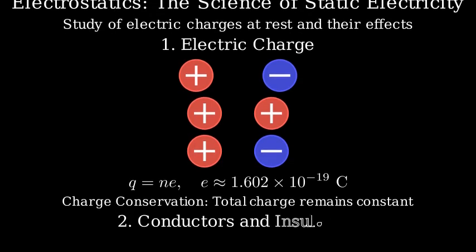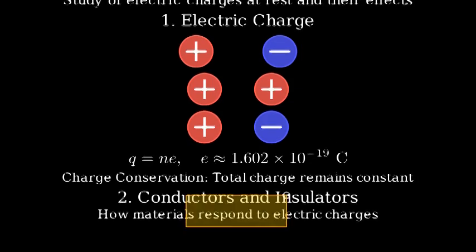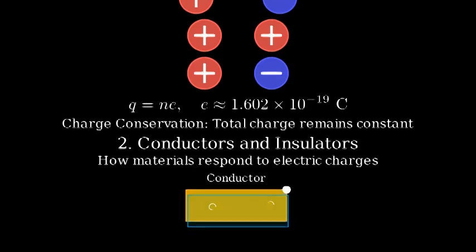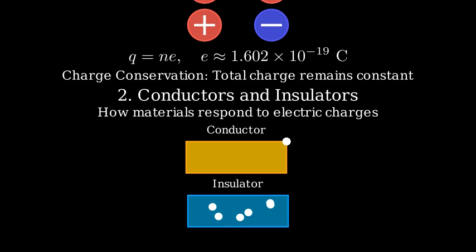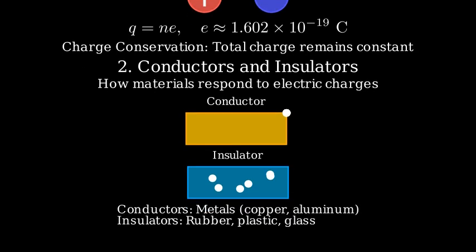Now, let's discuss how materials respond to electric charges. Materials can be broadly classified into conductors and insulators based on how easily charges can move through them. Conductors, like metals, allow charges to move freely. When excess charge is placed on a conductor, it quickly spreads out over its surface. Insulators, like rubber or glass, restrict charge movement. Any excess charge stays where it's placed on an insulator. Common conductors include metals like copper and aluminum, while common insulators include rubber, plastic, and glass.